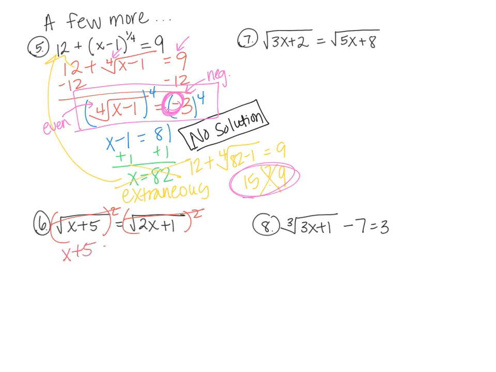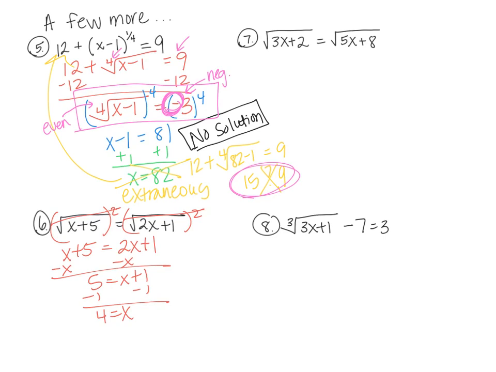So x plus 5 equals 2x plus 1. So now I'm just solving a regular equation. So I need to get x's all on the same side. Move that 1. And I think that x equals 4, but I'm not sure.